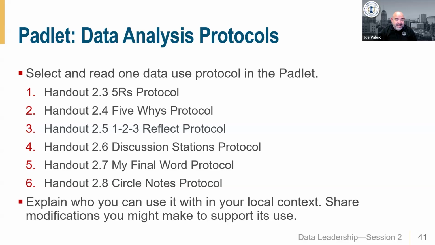So there is handout 2.3. That's the 5 R's protocol that we were just talking about. 2.4, the 5 Whys protocol. 2.5, that's the 1, 2, 3 reflect protocol. Handout 2.6, that's the discussion stations protocol. Handout 2.7, my final word protocol. And then handout 2.8, circle notes protocol. You're going to go over in a few minutes and be able to choose some that melt your butter and you can go deeper into.